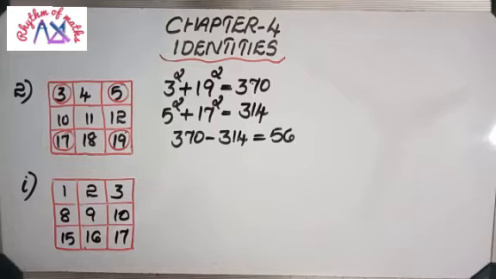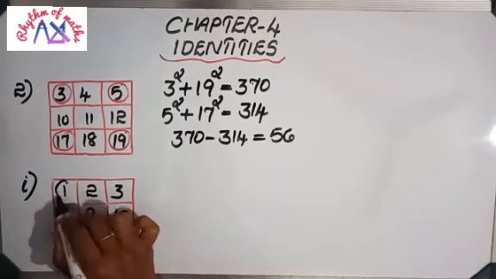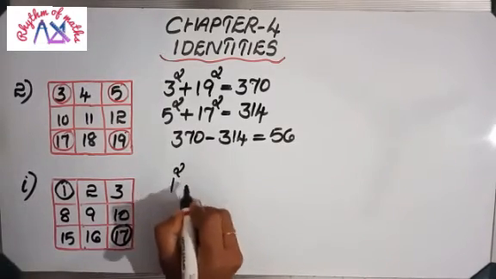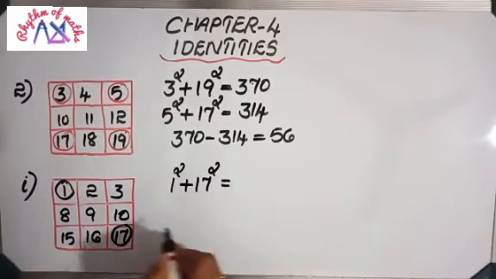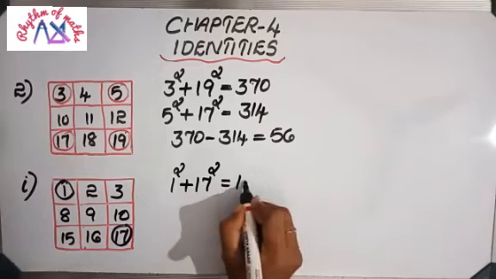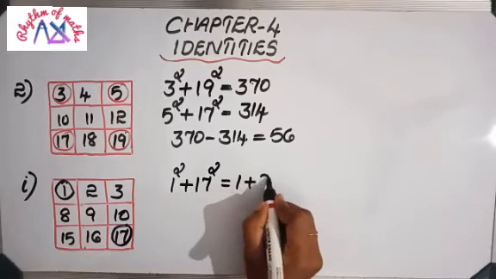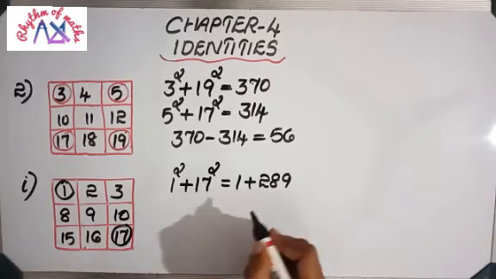Then what is our question? We have to find what? Sum of squares of diagonal numbers. So diagonal numbers here 1 and 17. First diagonal. So 1 square plus 17 square. This is the first one. So 1 square is 1 plus, next is what? 17 square. 17 square is 289. 17 into 17 is 289.